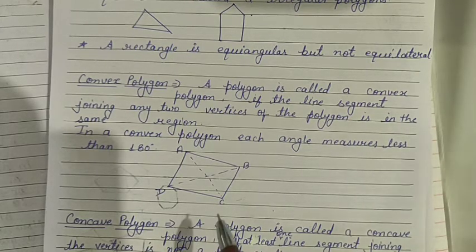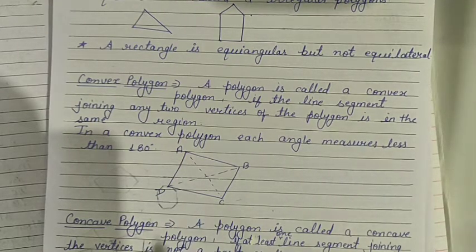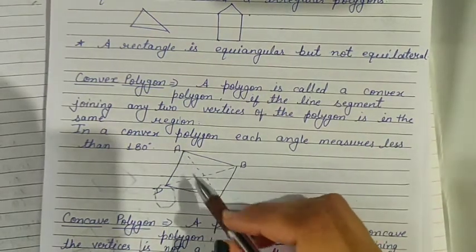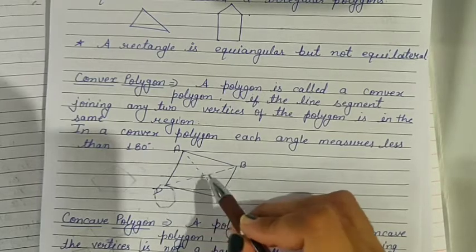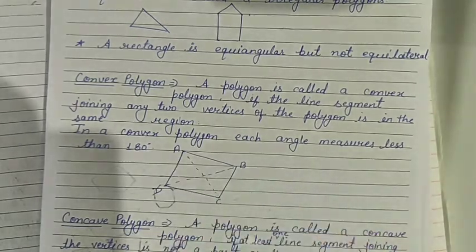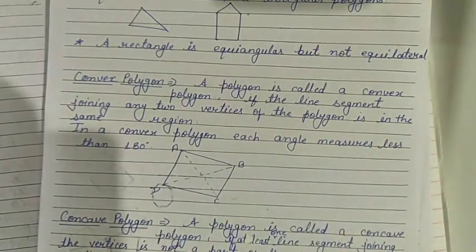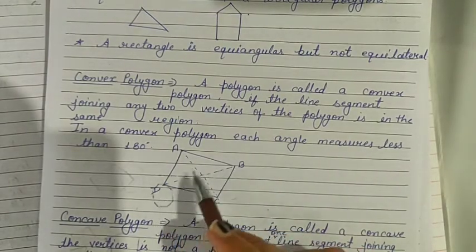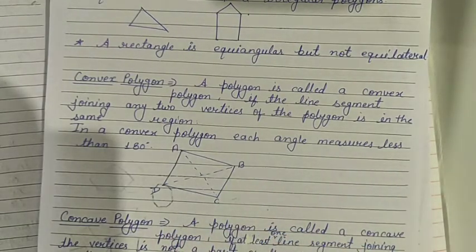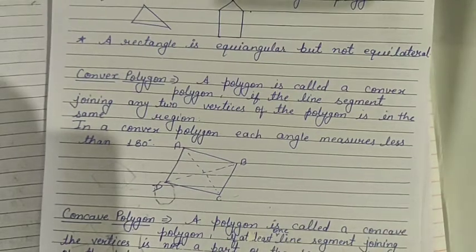And if we join any 2 vertices, then the line segment lies in the same region. If I join AC, then this joining line segment lies in this quadrilateral, and BD also lies in this quadrilateral. So this is a convex polygon.